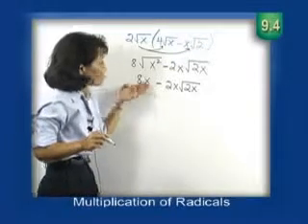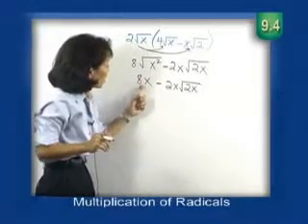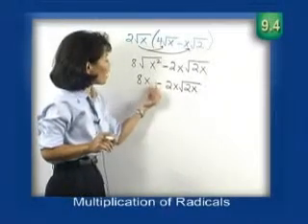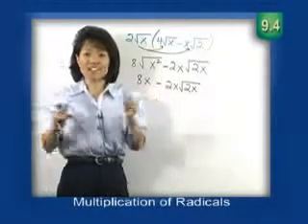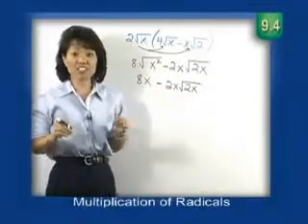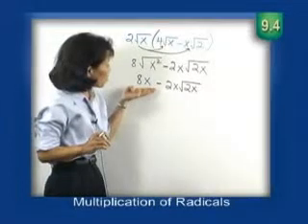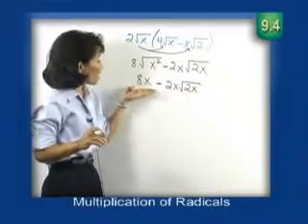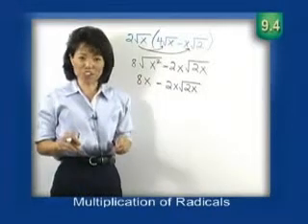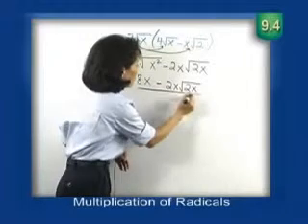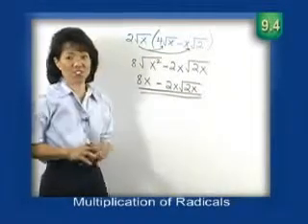Now, don't be tempted to combine these two terms. This 8x does not have a radical portion. So because it doesn't, these two are different terms. Notice they're not like terms because the radical portions are not the same. In fact, this doesn't even have a radical portion. So don't be overzealous and try to simplify that. This is the final answer.